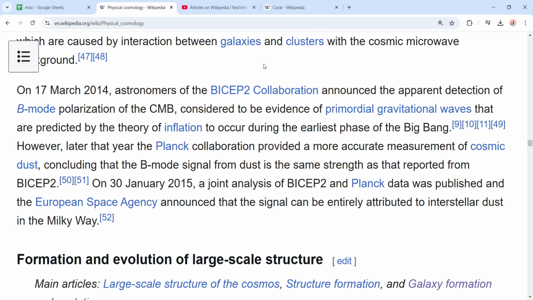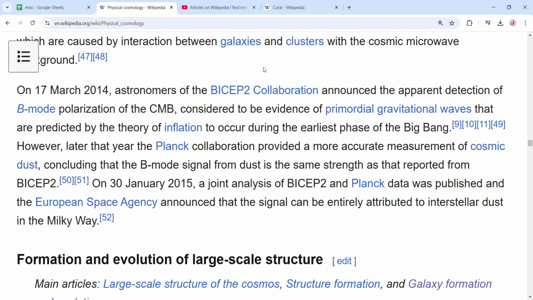On March 17, 2014, astronomers of the BICEP2 collaboration announced the apparent detection of B-mode polarization of the CMB, considered to be evidence of primordial gravitational waves that are predicted by the theory of inflation to occur during the earliest phase of the Big Bang.